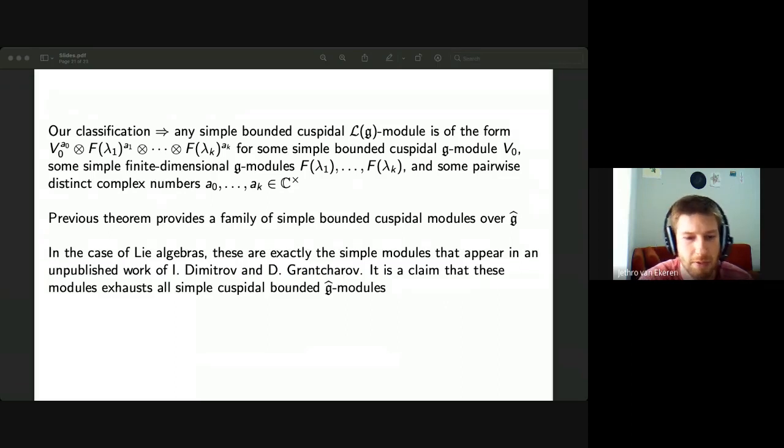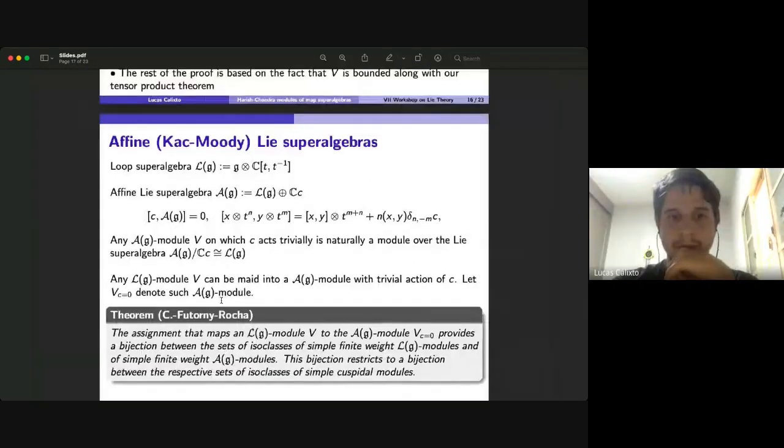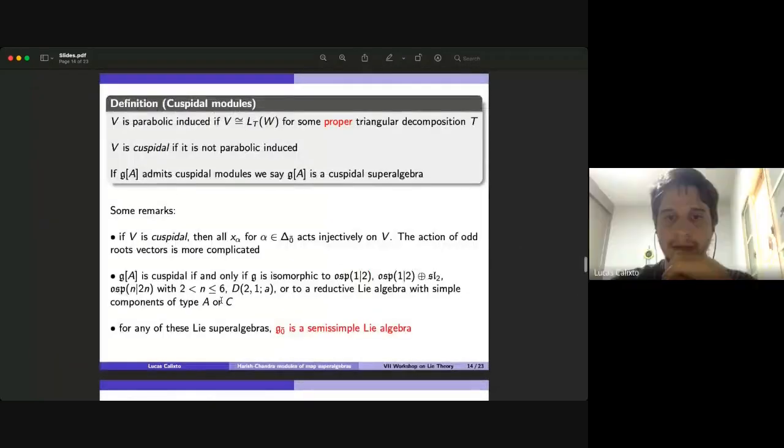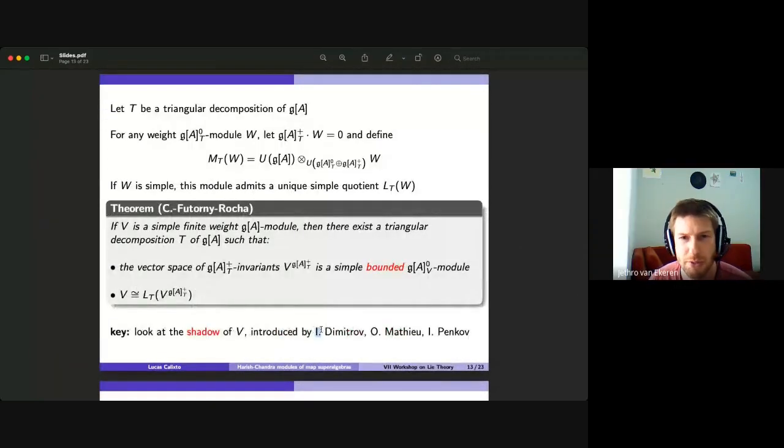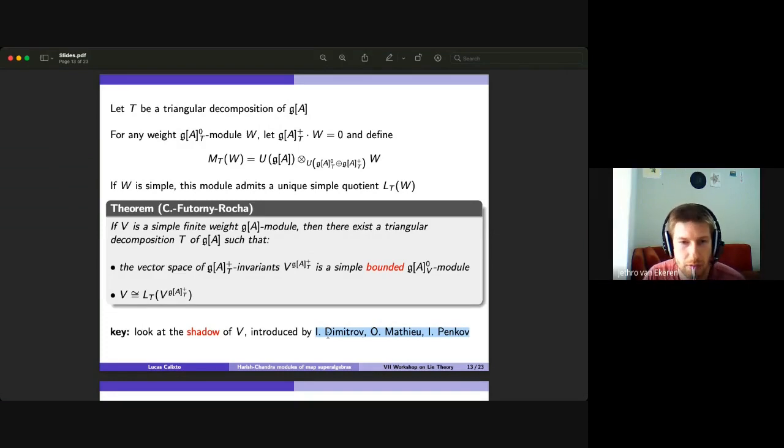I was intrigued by this classification of cuspidal Lie superalgebras. Where does that come from? There, you have n going between 2 and 6. Yes, exactly. I think it was published, the article was published in 2001, something like this. And this was Mathieu and those guys? Exactly.